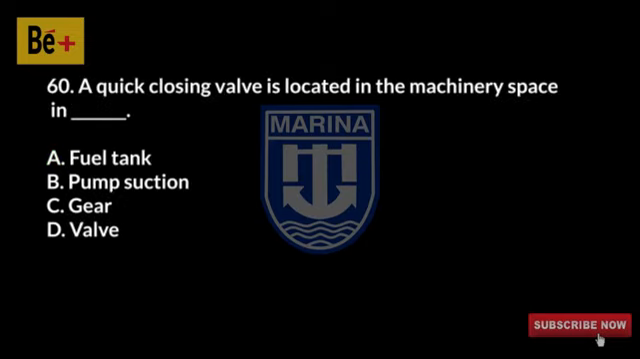A quick closing valve is located in the machinery space in: A. Fuel tank, B. Pump suction, C. Gear, D. Valve. The answer is A. Fuel tank.